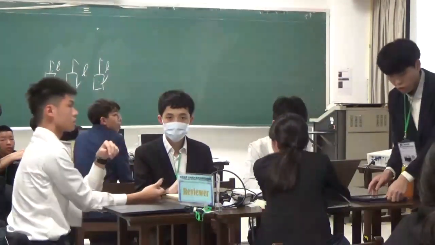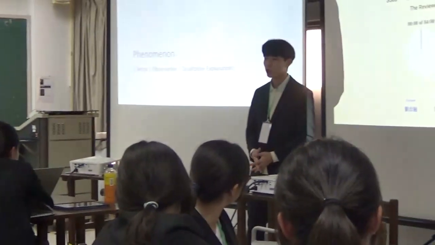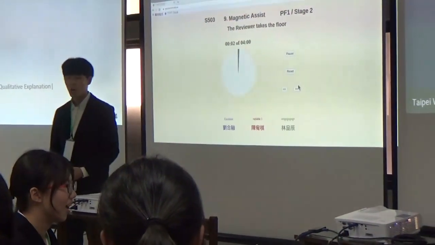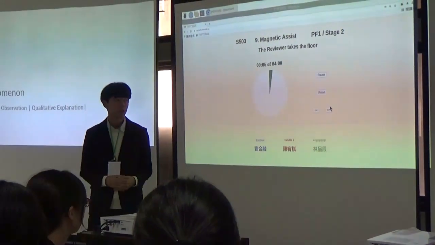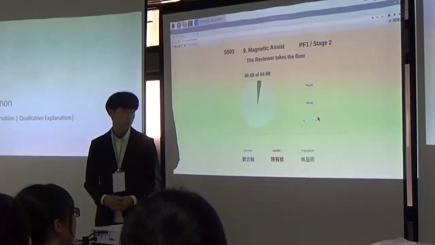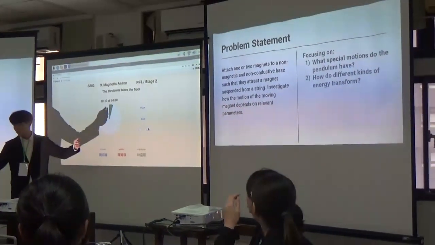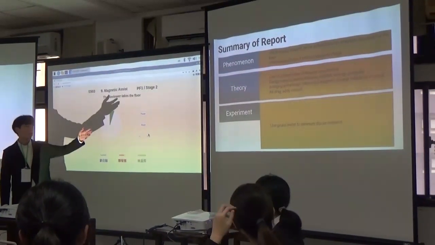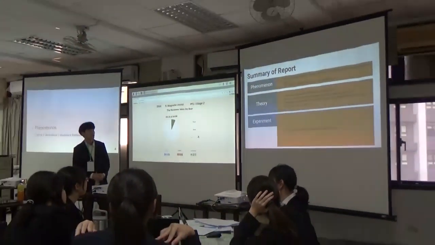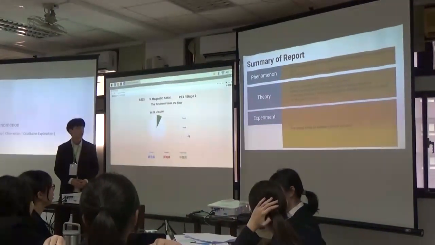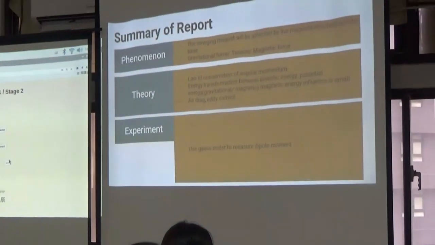Time's up. Review report for 4 minutes. Good morning, honorable judges, fellow contestants, and esteemed guests. I'm a reviewer from TYPT Local, and today I'm going to review problem number 9, magnetic assist. So here's the problem statement. And here's the phenomenon. The swinging magnets will be affected by the magnets attracted on the base, and the gravitational force or tension and the magnetic force will act as the main factors of this experiment.